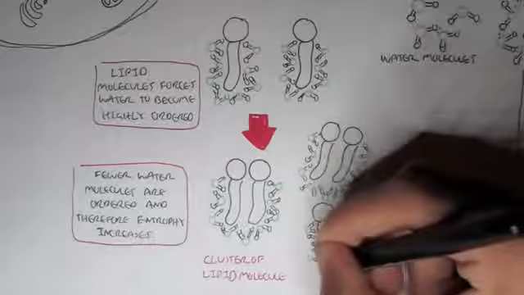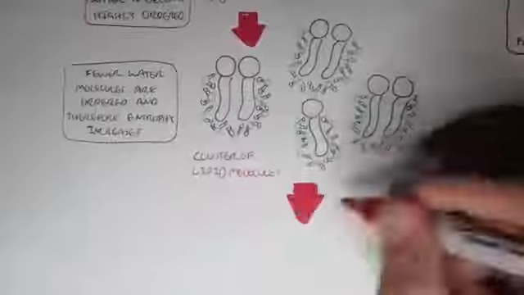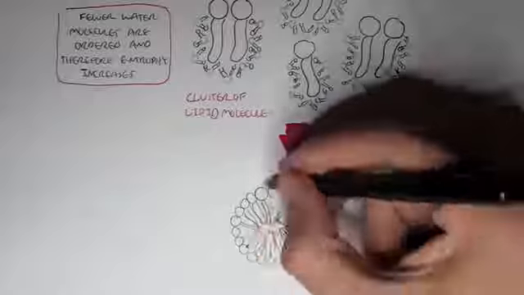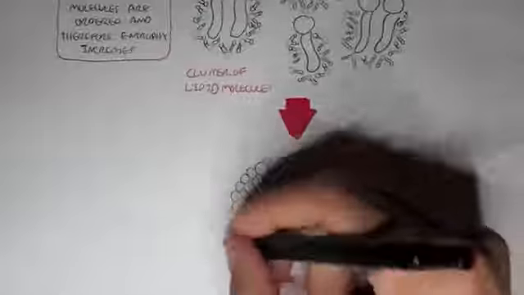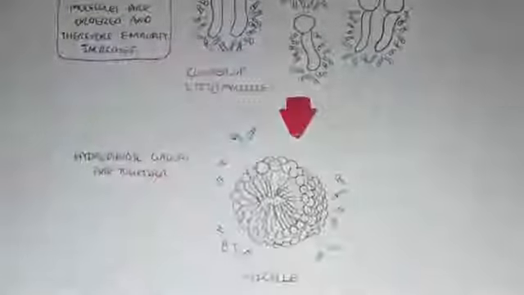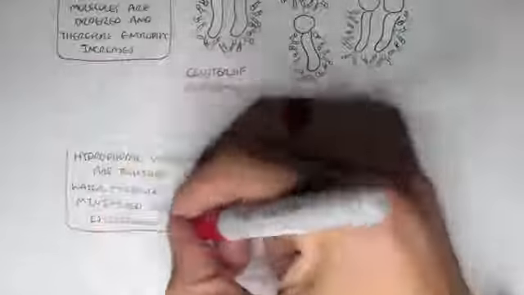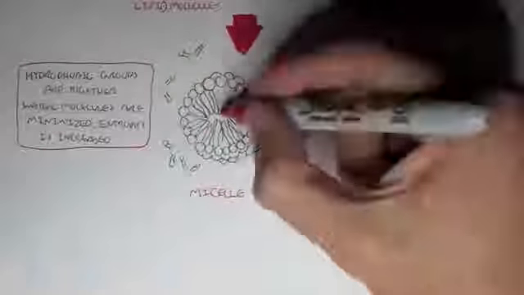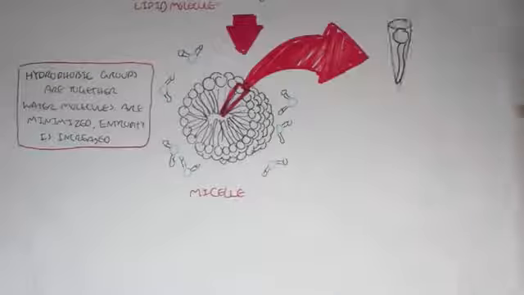So now, if we have many clusters of lipid molecules, like so, and we connect them all together, it will form this sort of shape, where all the hydrophobic regions, regions that hate water, will be inside, and all the hydrophilic regions will be outside, forming what's called a micelle. The hydrophobic groups are together, and the water molecules are minimized. So entropy is increased.